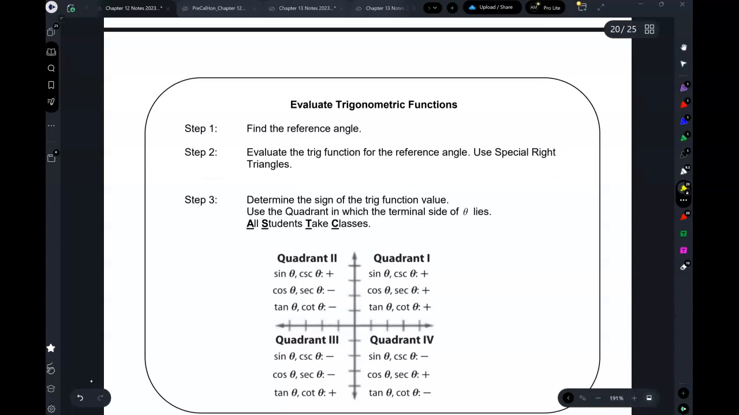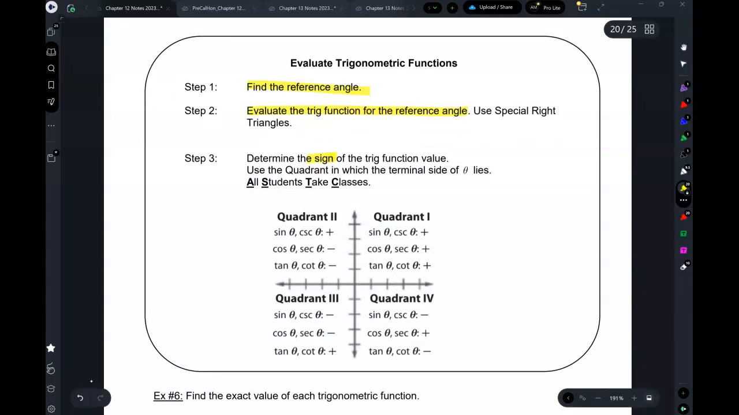Okay, so here's what we need to do. 3-step situation. Find the reference angle, which we now are experts in doing. Next, evaluate the trig function for the reference angle. So for example, is it pi over 3? Okay, I can do sine of pi over 3. Is it pi over 4? I can do sine of pi over 4. Then determine the sign, like SIGN sign. Determine if it's positive or negative.